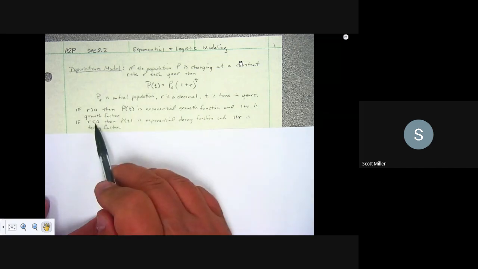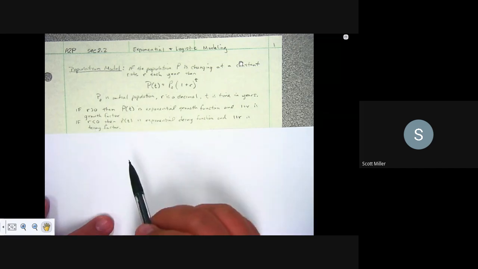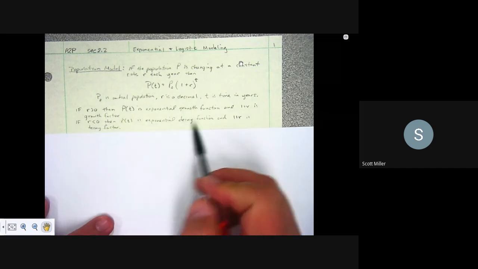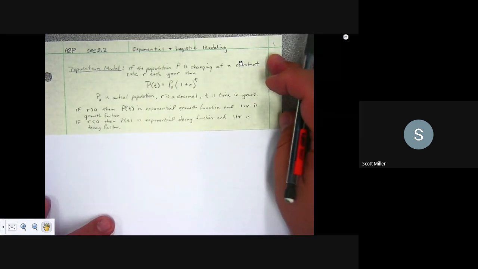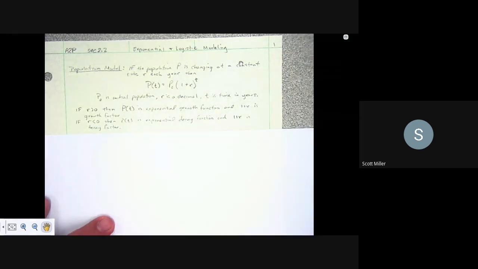If R is less than 0, which means it's negative, then you have a decay. That means you're going down in value. And then that would be your decay rate, and then 1 plus R is your decay factor. So when we do populations like that, and we'll do one here in a little bit, that's the model I'm going to use to fit into population stuff.